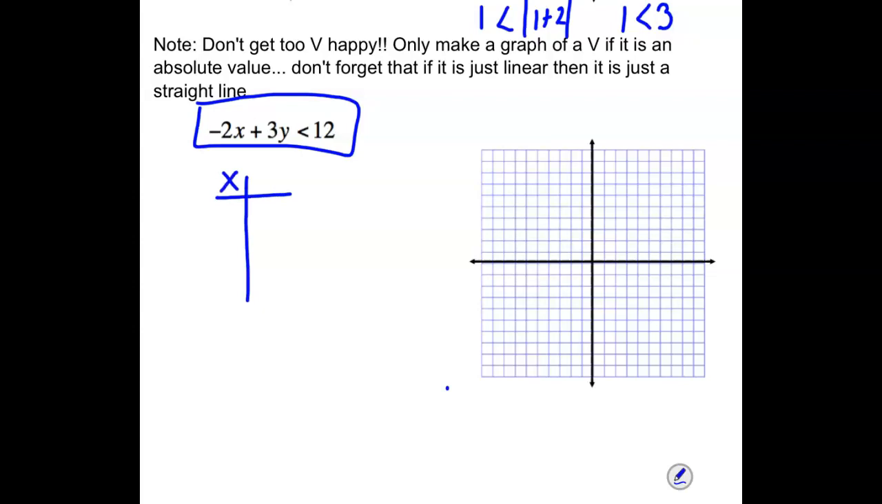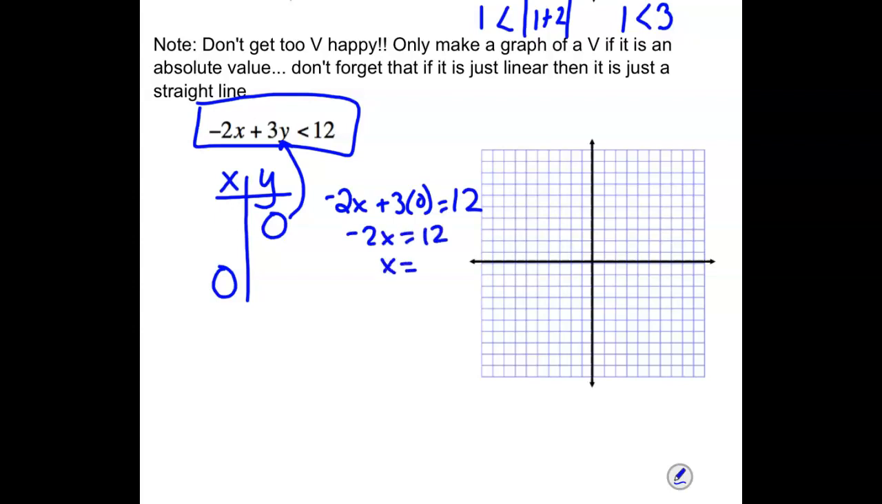When we graph equations that are in standard form, our fastest way of graphing is to find our two intercepts. So if we plug a 0 in for y, we would have -2x plus 3 times 0. We're going to just use equals here to get our intercepts, and then we will deal with the inequality with the shading and solid versus dashed line. So -2x has to equal 12, which means x would have to be -6.